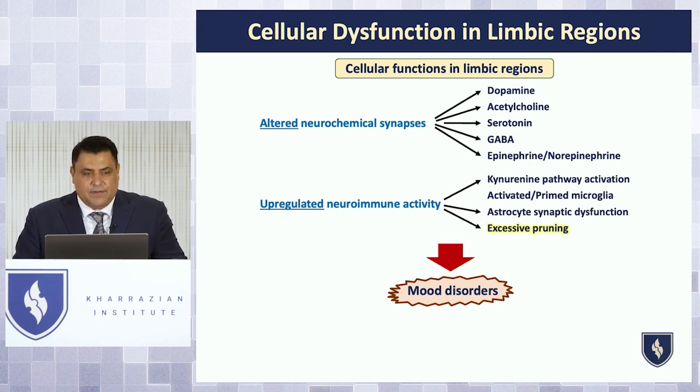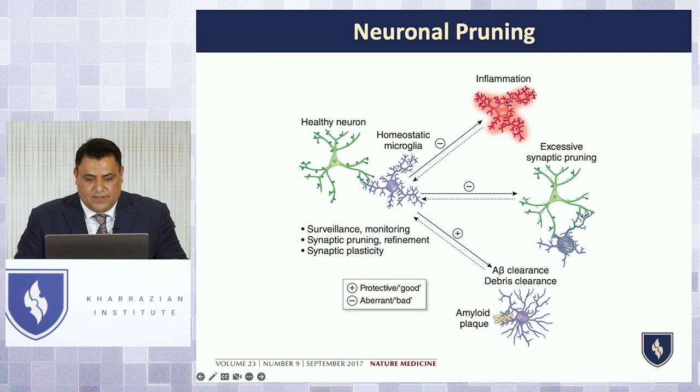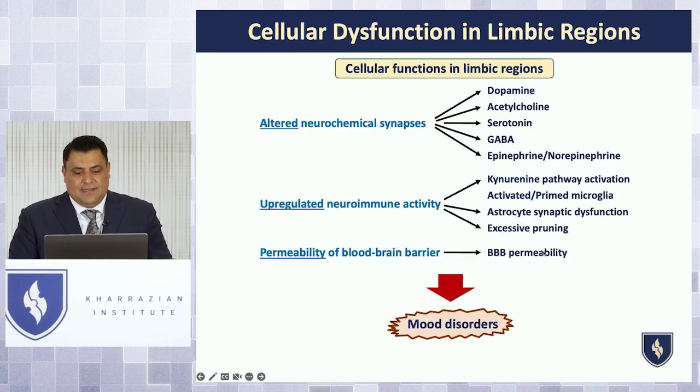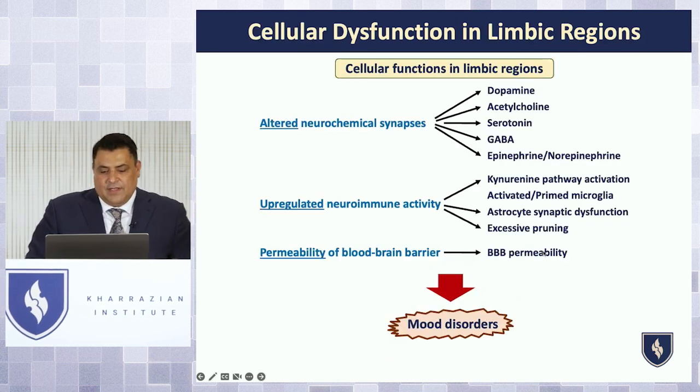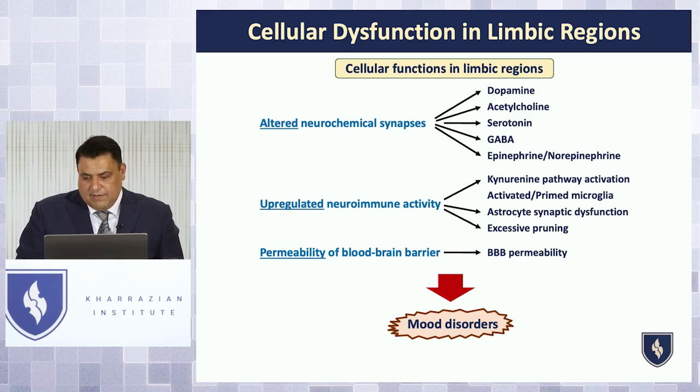And then the other thing that happens in mood disorders is excessive pruning. Pruning is the neuron process of cleaning up synapses, so it's healthier and more efficient. But what happens with inflammation is these glial cells have excessive pruning. They get rid of too many branches, and that leads to reduced connectivity, and that can lead to depression and mood disorders. And then there's lots of research with blood-brain barrier permeability being a factor.